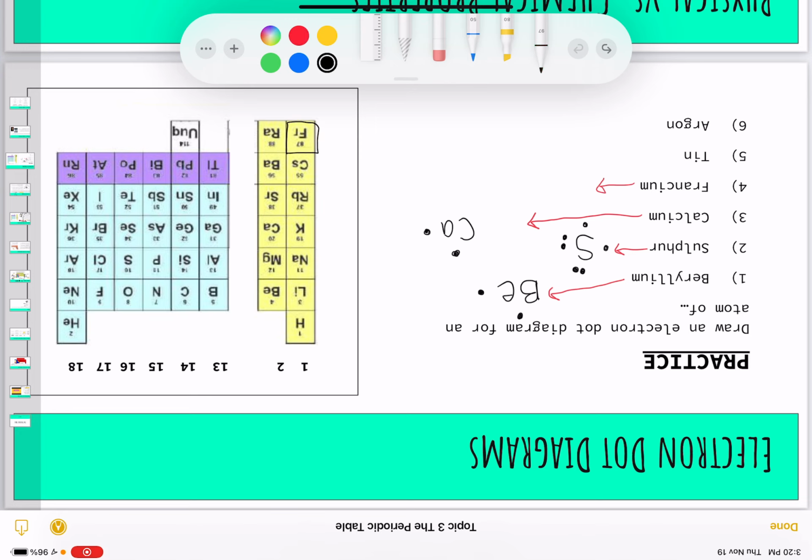It's in the very first row, which means it only has 1 dot, 1 valence electron. So we put that at the top. Francium is extremely reactive. It's in that very first column and it's at the very bottom. We would never be able to have francium in our lab because it could blow up at any second.